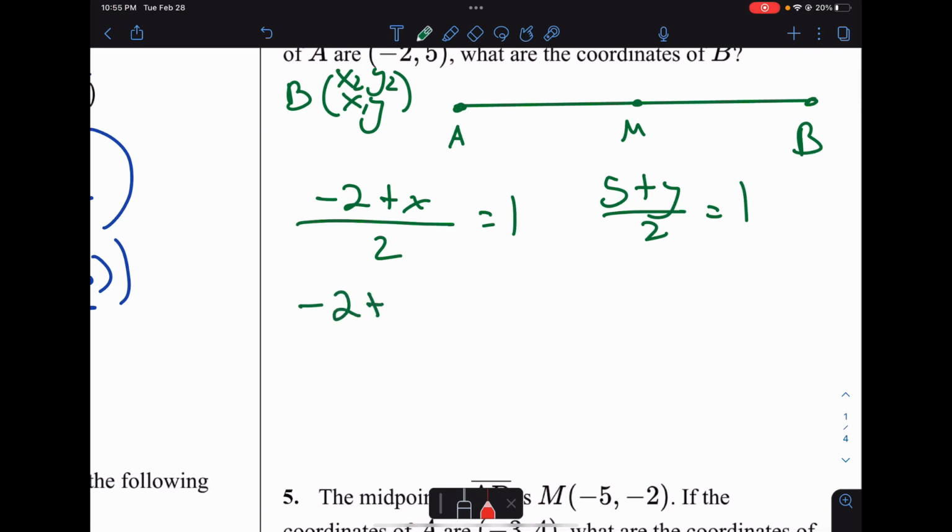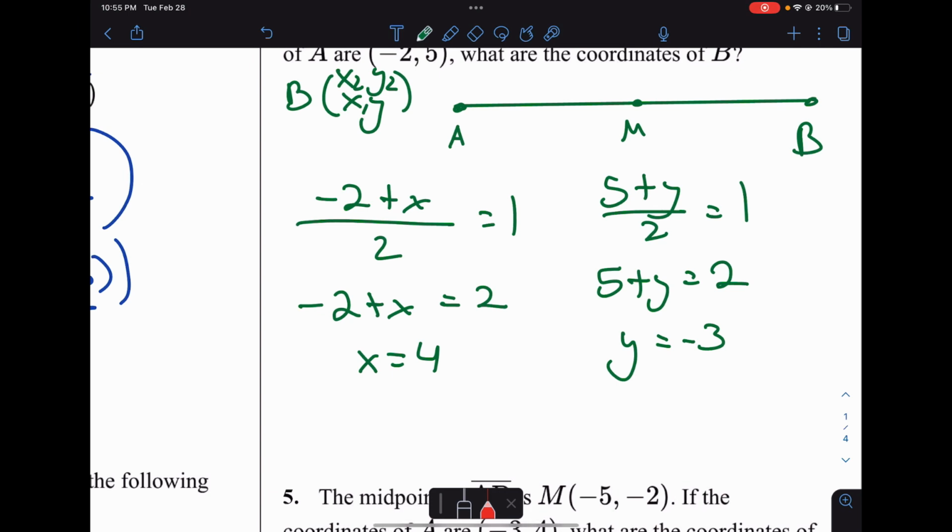So I get negative 2 plus x equals 2. x equals 4. And then I end up with 5 plus y equals 2. y equals negative 3. So my endpoint here is going to be 4, negative 3.